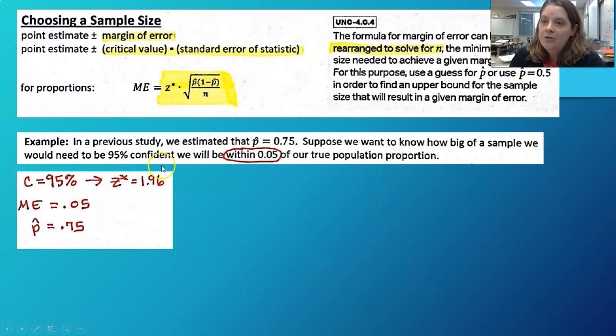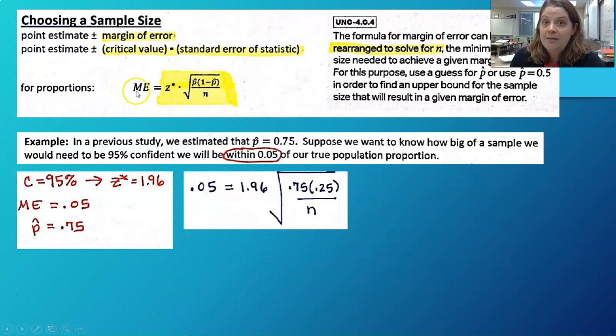We think maybe it's different than it used to be, but 75%, we hope that's pretty close to what it is now. All right, so I'm going to take this formula up here and directly substitute into it. So the margin of error is 0.05. Notice I'm not using the whole confidence interval part, just the margin of error part. The margin of error is equal to the z, 1.96, times the square root of my p-hat estimate, 0.75, times 1 minus p-hat, which is 0.25, divided by n. And now I need to solve this.